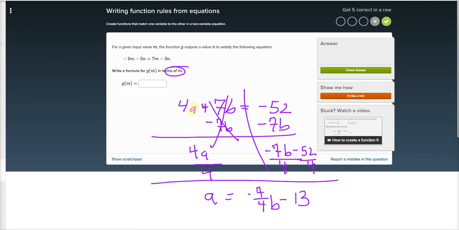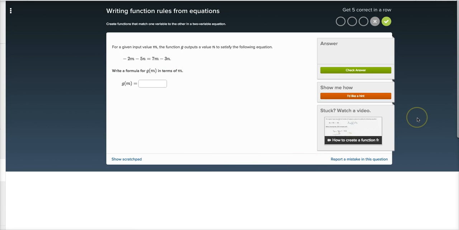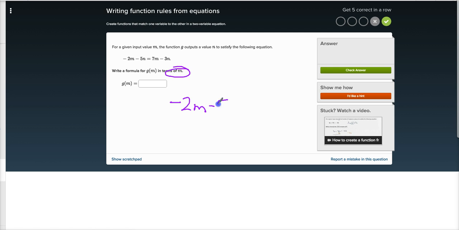One more. So in this one, they want it in terms of m. So what I need to do is make sure that I get my n all alone. So I'm going to take my equation here, write down negative 2m minus 5n equals 7m minus 3n. And I want to get the n's together, so I'll highlight them. Since they're on opposite sides of the line, I'm just going to move them together.